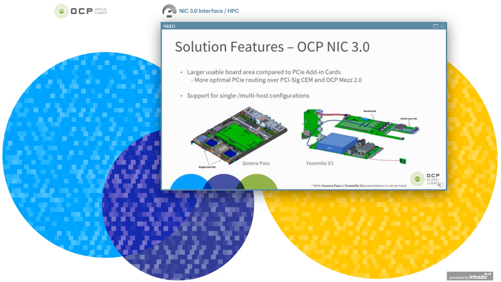An OCP NIC 3.0 card offers more optimized PCIe routing when compared to the traditional add-in cards and OCP Mezzanine 2.0 counterparts. The path between the ASIC and the card goldfingers is a straight shot, unlike previous implementations. Additionally, the OCP NIC 3.0 form factor offers support for single and multi-host configurations, as shown on the screen. The specification details out the PCI Express link configurations for single, dual, quad, and octal host implementations.